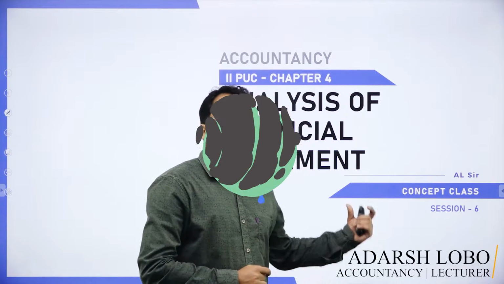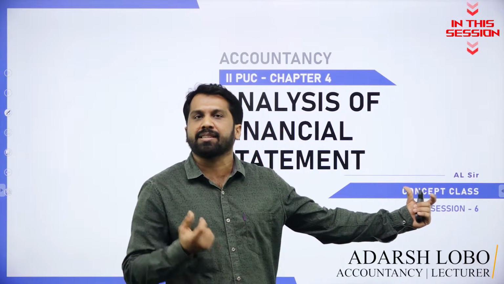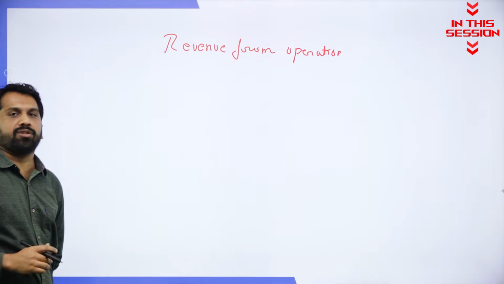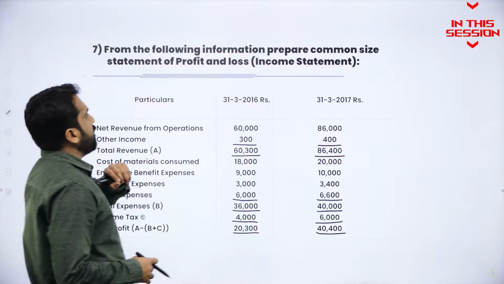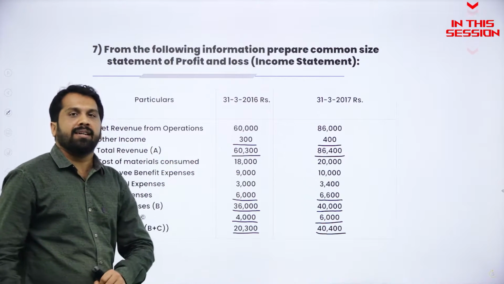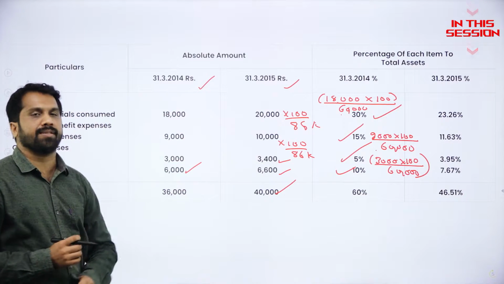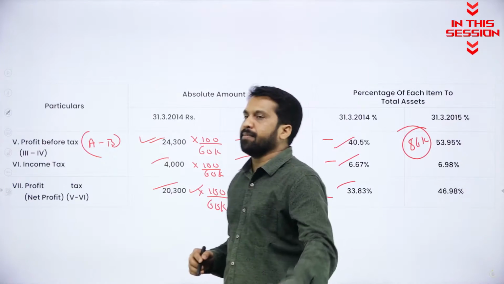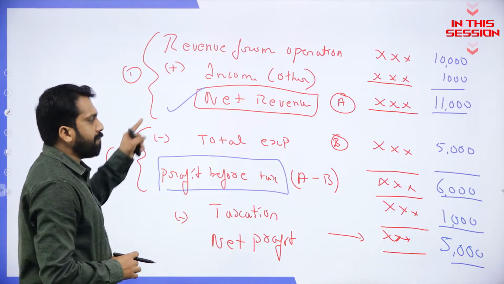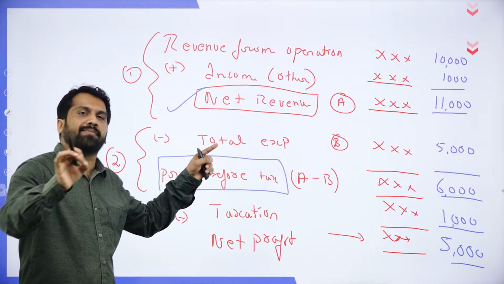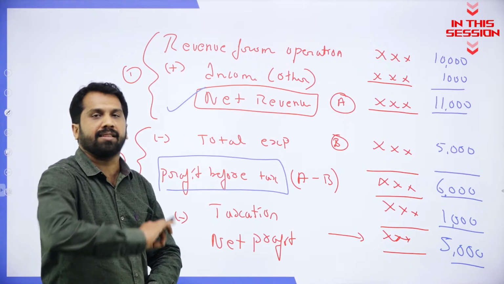How to do financial statement analysis for P&L account. Revenue from operation. What do you mean by revenue from operation? From the following information, prepare common size. This is your stage 2. Clear. 2014 it is 60,000. This is your complete format for financial statement analysis of P&L.